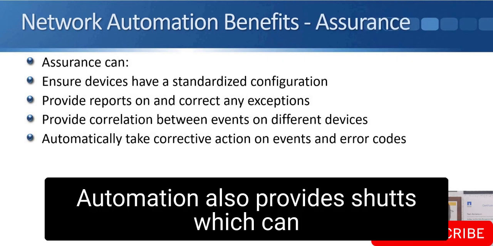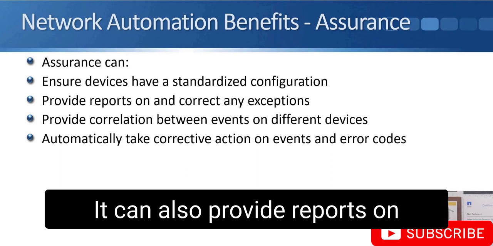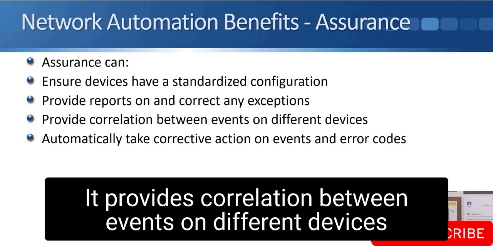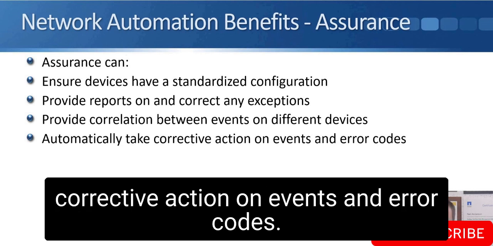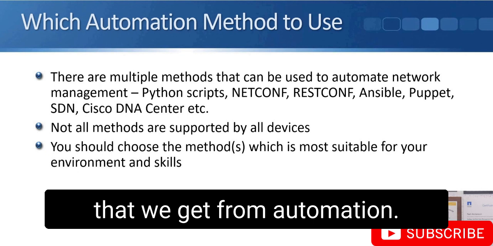Automation also provides assurance, which can ensure devices have a standardized configuration. It can also provide reports on and correct any exceptions to that. It provides correlation between events on different devices for easier troubleshooting, and it can take corrective action on events and error codes. Okay, so those are the benefits that we get from automation.